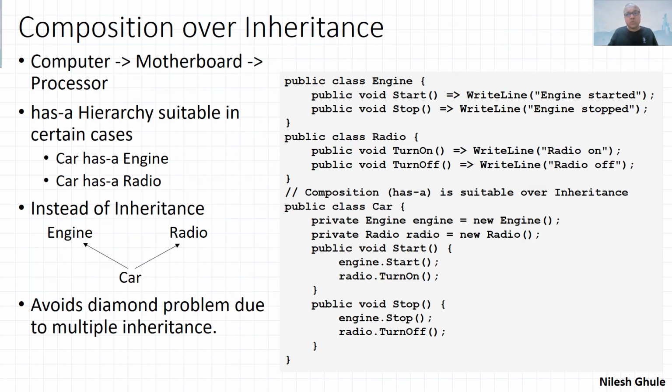So, in such a situation, having a has-a relationship is a better idea. In one of my videos, I have discussed in detail association, composition, and aggregation. Let me tell you in very simple words. Association talks about a general relationship between two objects where they are not tightly coupled with each other. Their lifetime doesn't depend on each other.